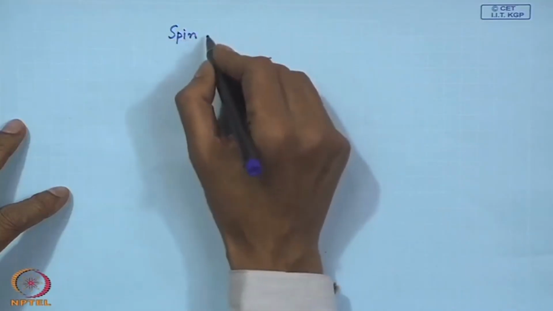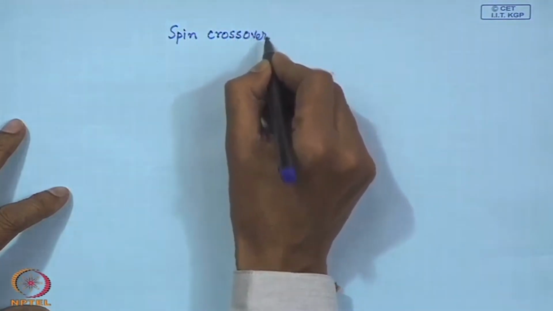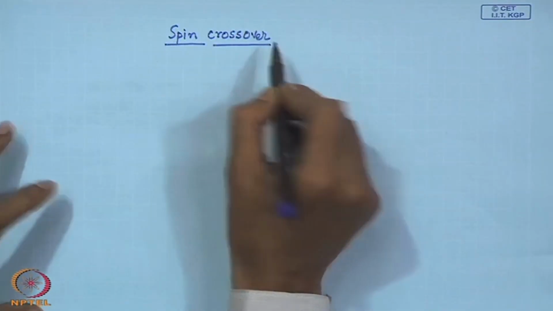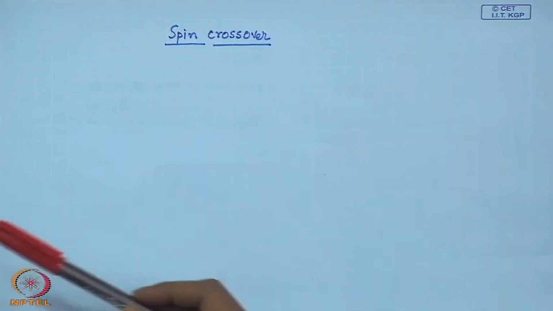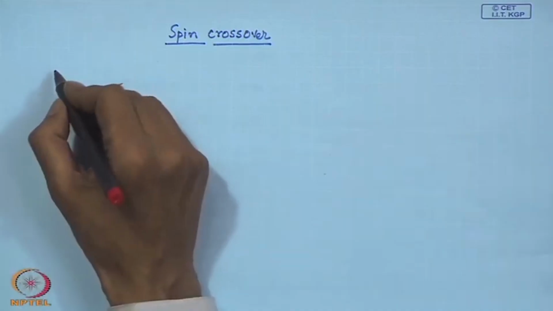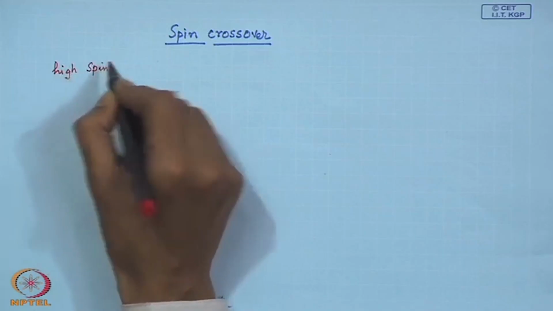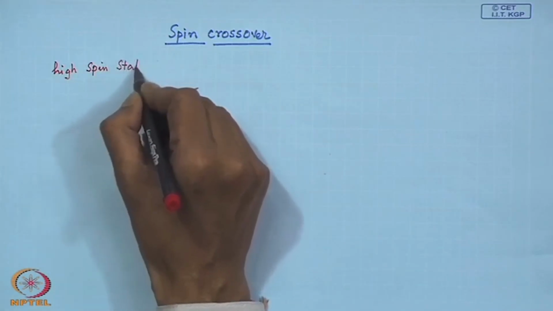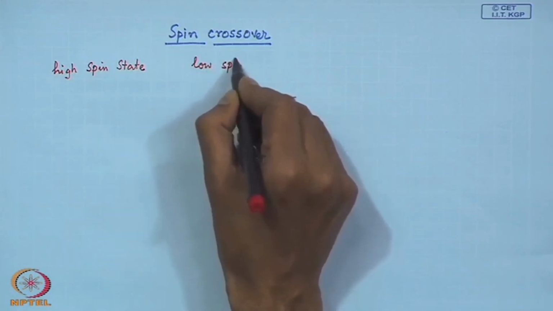Good evening. So today we'll talk about the spin crossover, but we have started our discussion also. So we have seen that crystal field theory predicts that some of the complexes can be in the high spin state and some more are in low spin state.